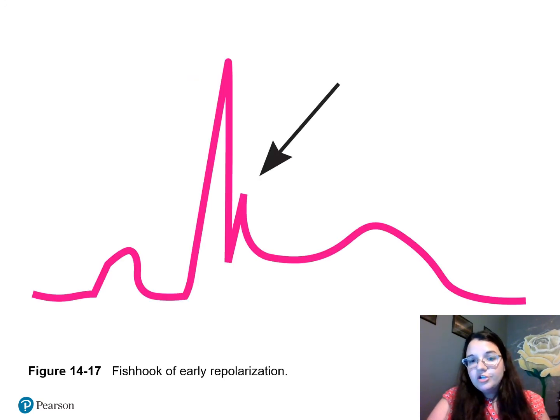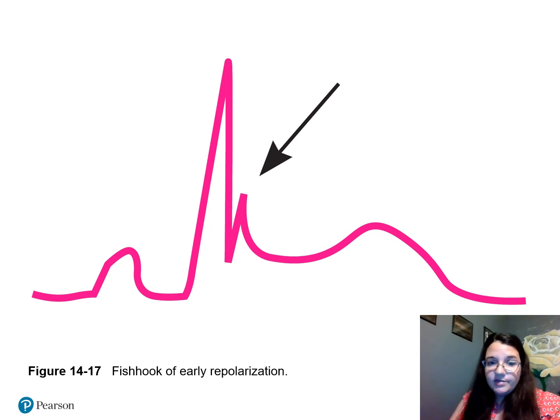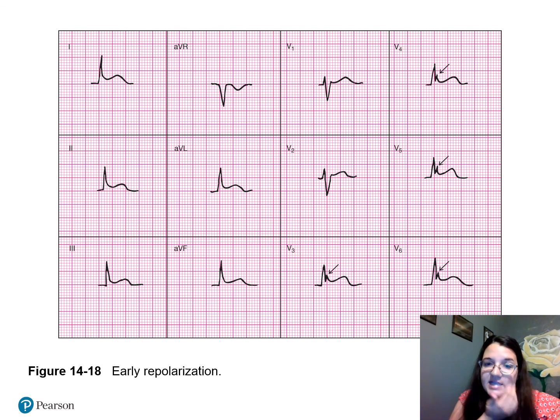And here is your fish hook for early repolarization. So notice, look at my ST elevation. That should be happening right there. But instead, what happened? I got this little fish hook up. So I have an RQS instead of a QRS. That QS is on top of my R. I have a fish hook. And you can see it in leads V3, V4, and V5.